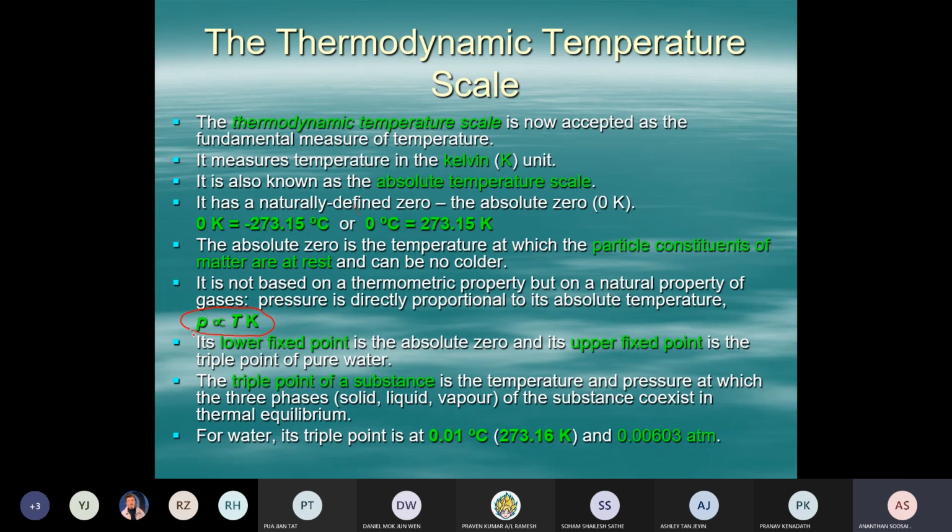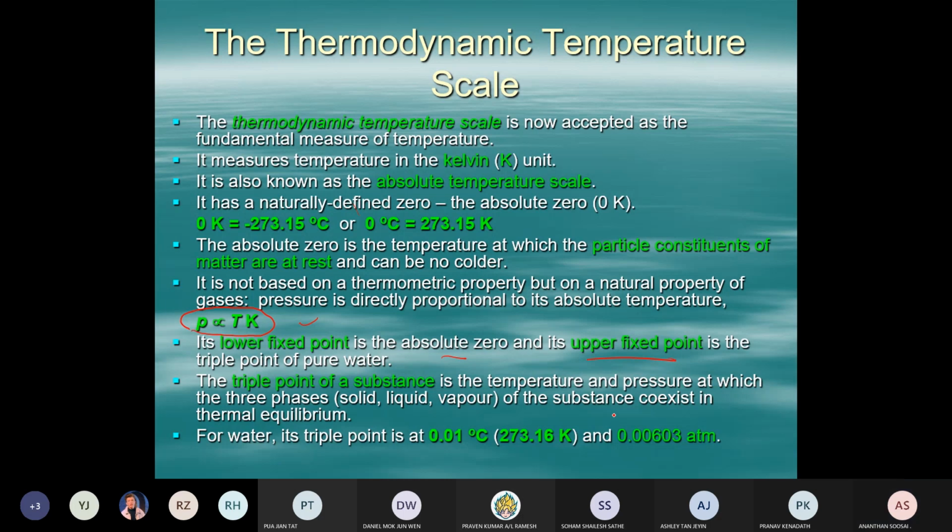Okay, don't just say pressure is directly proportional to the temperature. You have to say pressure is directly proportional to the temperature in the thermodynamic scale, or the absolute temperature, the T. So this is the new scale introduced. Okay, use the gas law. The lower fixed point is the absolute zero, and you have another fixed point.